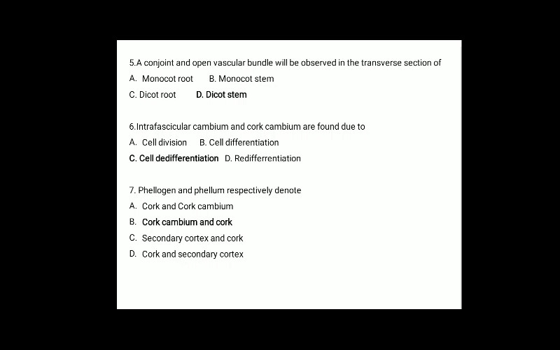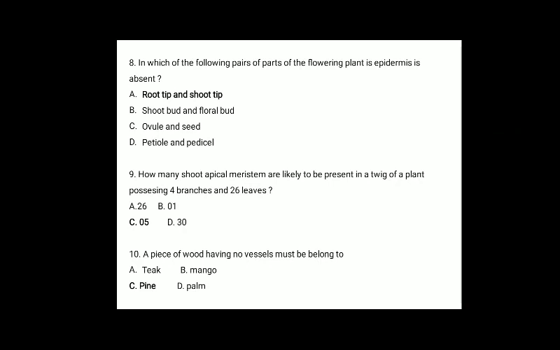For this the correct answer is option B, cork cambium and cork, because cork cambium is also known as phellogen and the tissue of cork cells is spoken of as phellem. Eighth question: in which of the following pairs of parts of the flowering plant is epidermis absent? Epidermis is absent in root tip and shoot tip.